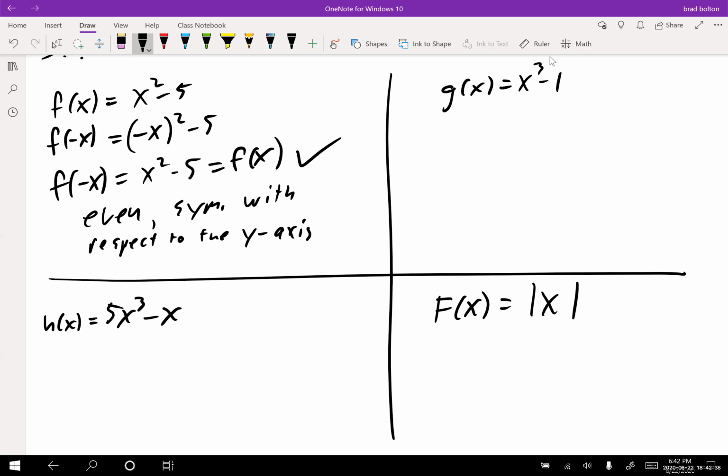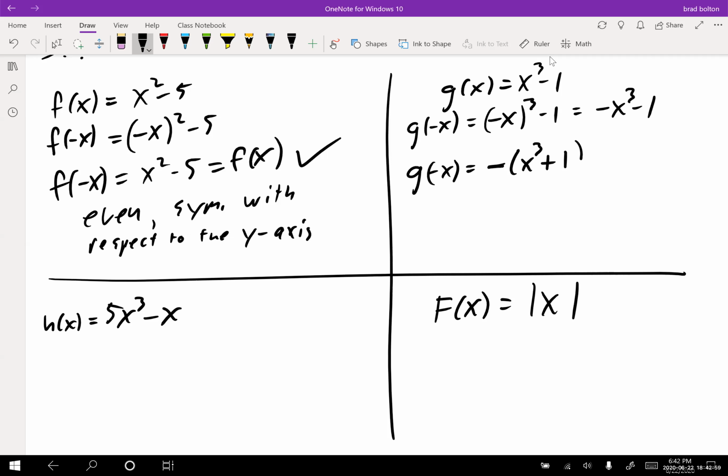Okay, so let's do this problem, G, and remember, you always use negative x to prove even or odd symmetry. So this would be negative x quantity cubed minus 1. So this would be negative x cubed minus 1. Now I'm going to factor out the negative. So this will become negative x cubed plus 1. Now think about this for a second.